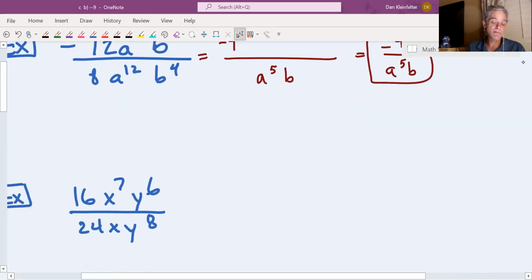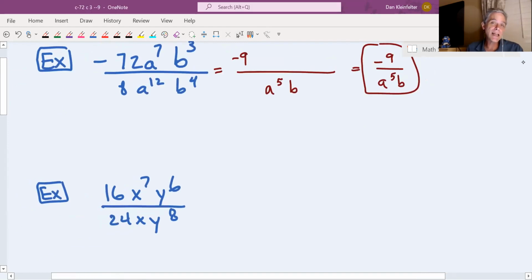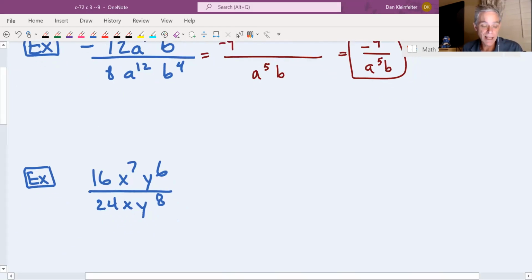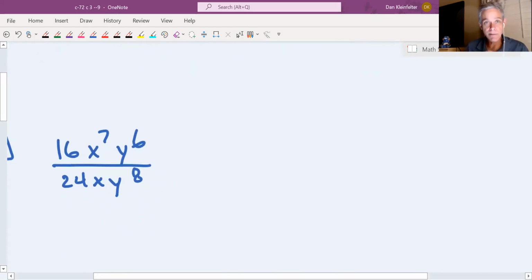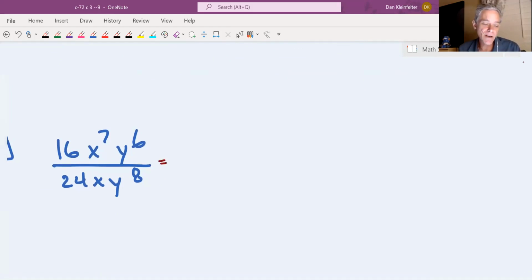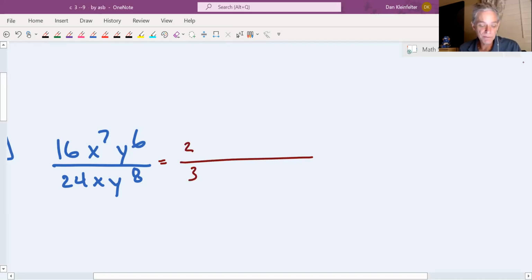Okay, let's try the next one. We have 16x to the 7th, y to the 6th power, divided by 24x, y to the 8th. So as in the last one, I'm going to take care of the number pieces first. 16 divided by 24. 16 is 2 times 8. 24 is 3 times 8. If we divide out that factor of 8, we're going to get 2/3.